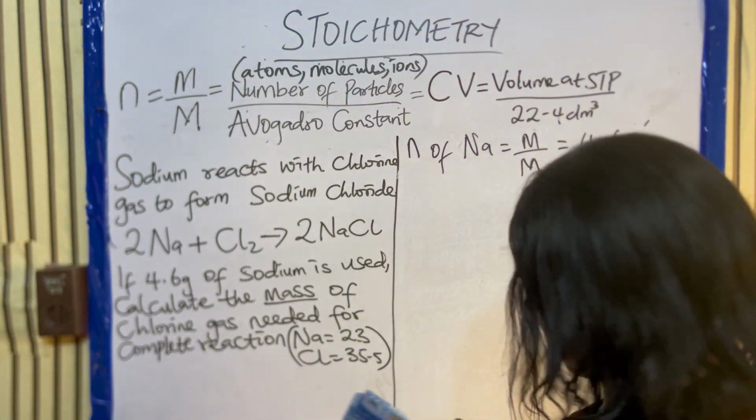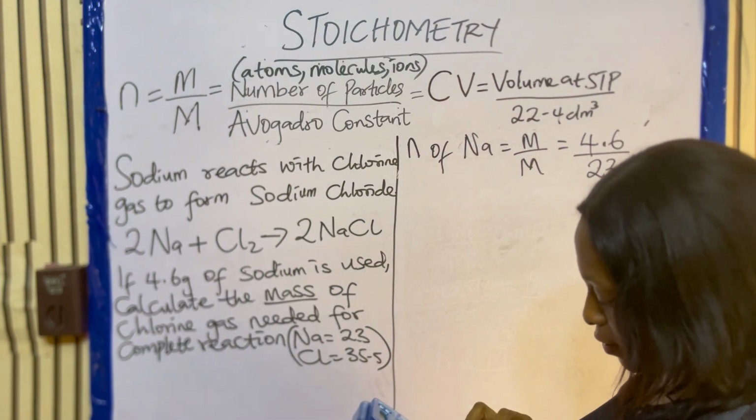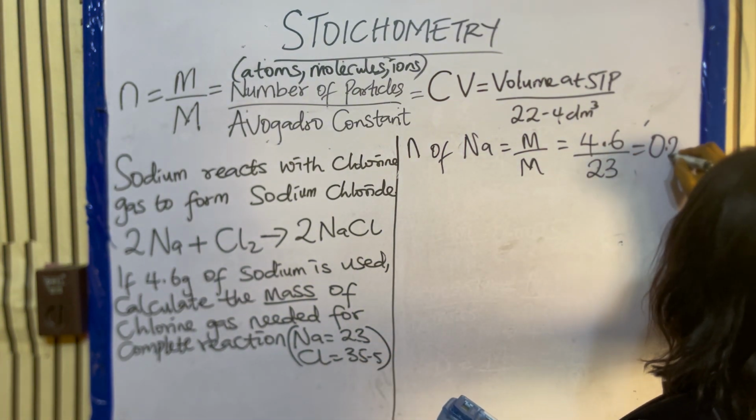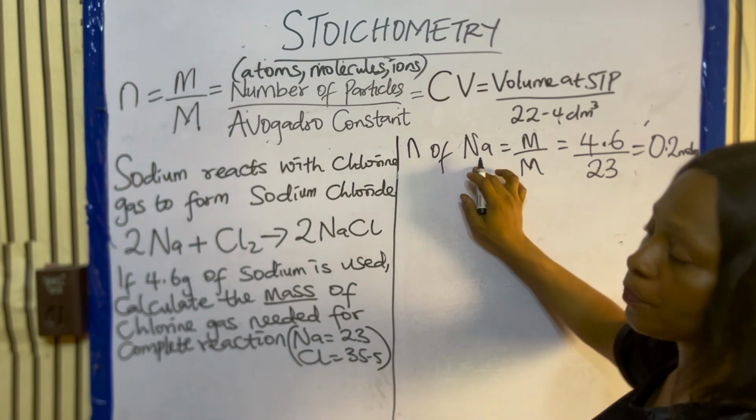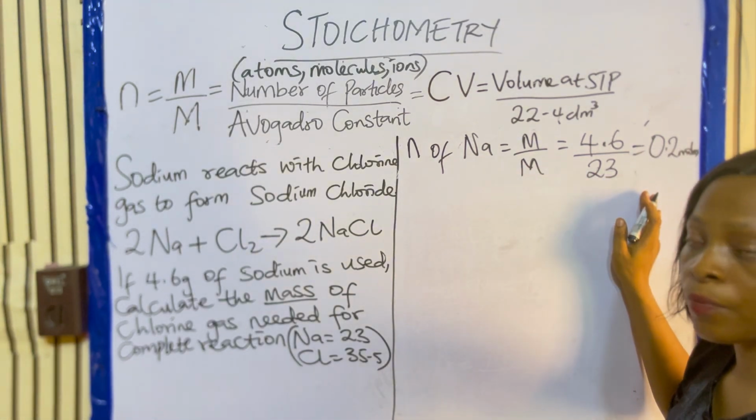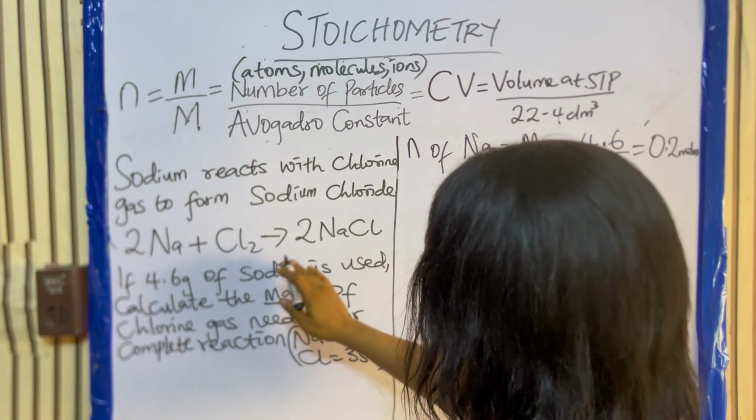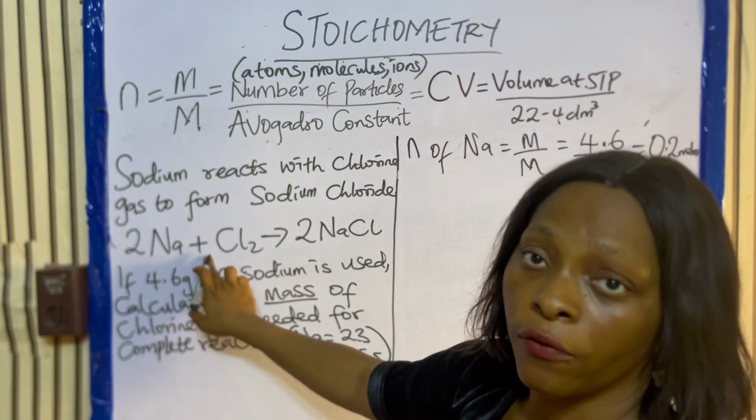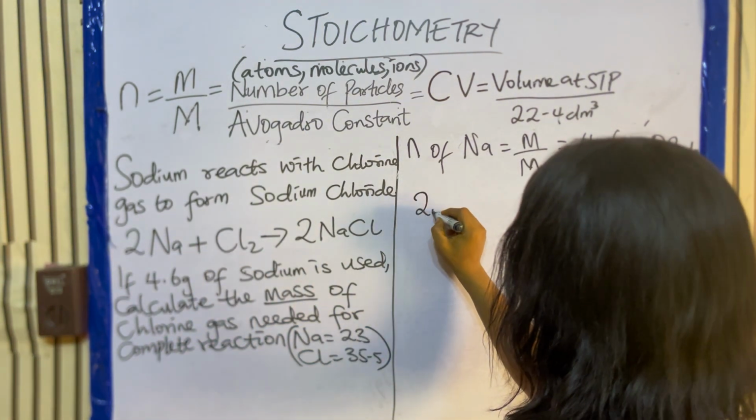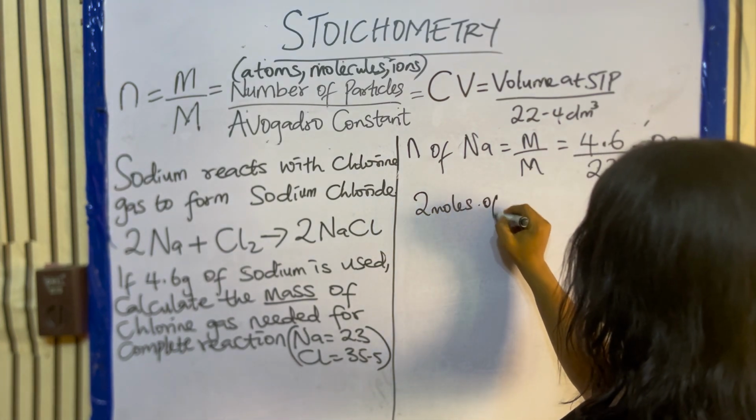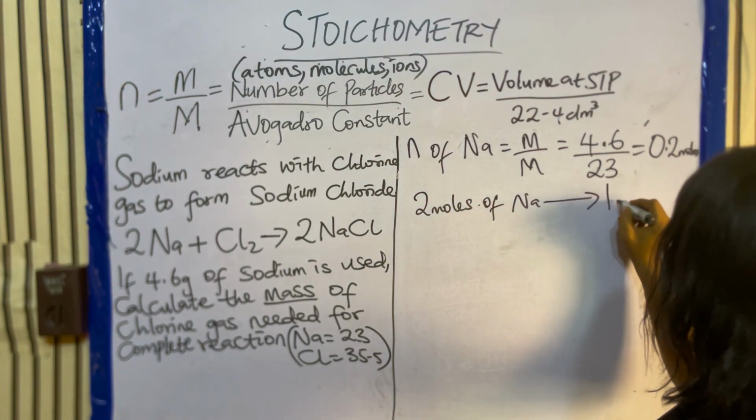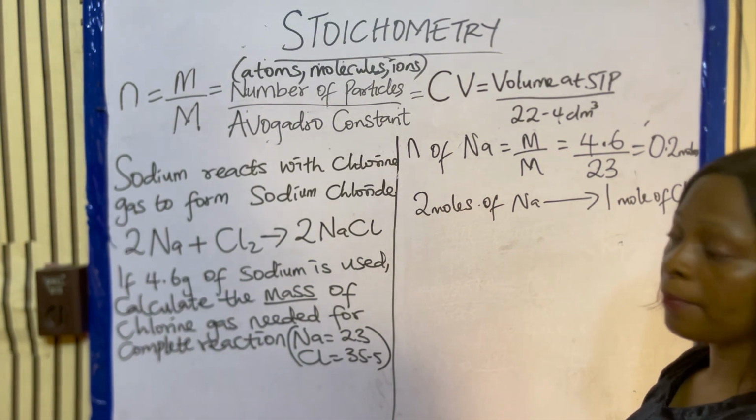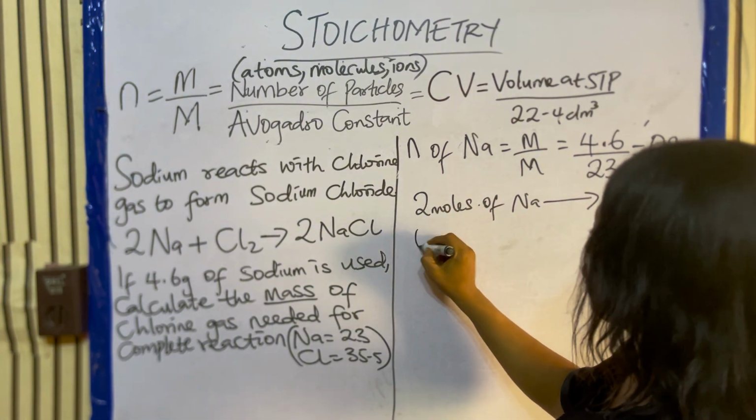So let's press our calculator to divide this. 4.6 divided by 23 will give us 0.2 moles of sodium. Now from this reaction, you can see that 2 moles of sodium was needed to produce 1 mole of chlorine. So 2 moles of sodium gave us 1 mole of chlorine gas. Are we there?